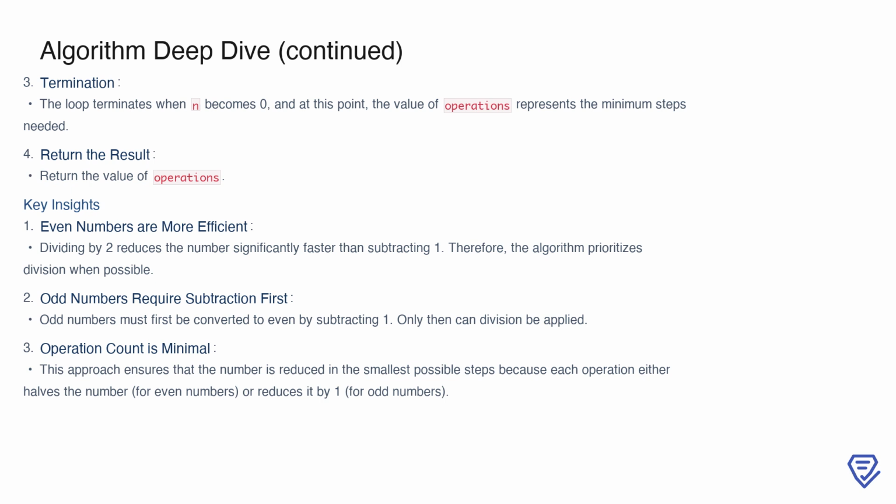A critical insight here is that even numbers are more efficient to handle because dividing by 2 significantly reduces their value. On the other hand, odd numbers require an additional subtraction to first convert them to even before division can be applied. This prioritization of dividing even numbers ensures that the reduction happens as quickly as possible. By following this approach, the algorithm guarantees that the number is reduced in the smallest possible number of steps, making it both simple and efficient.